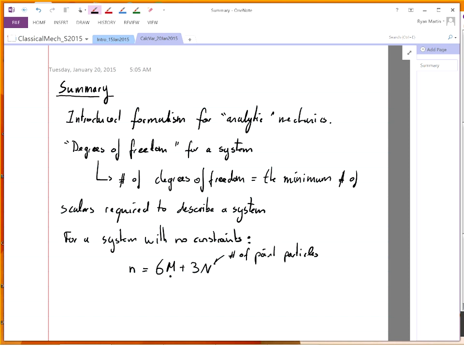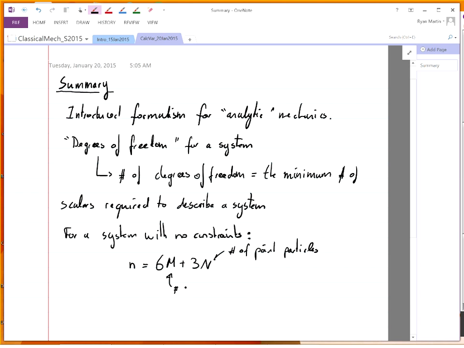M is the number of rigid bodies. So a rigid body is a collection of particles that are fixed in position relative to each other. So to describe completely the state of a rigid body, you need 6 numbers. For example, 3 of those numbers could be the Cartesian coordinates of the center of mass, and 3 of the numbers could be rotation angles to describe how that rigid body is rotated.